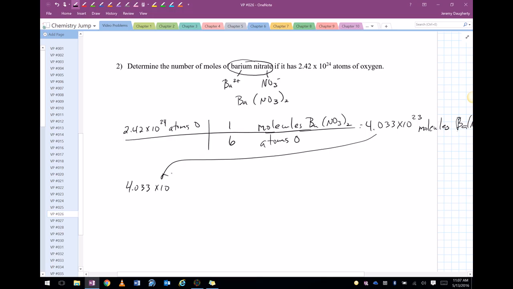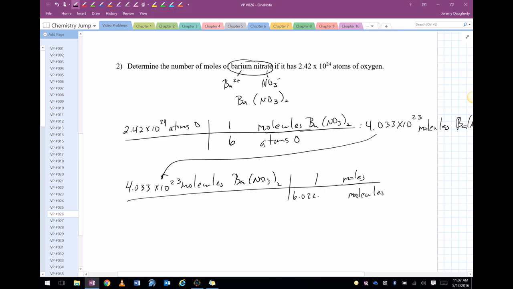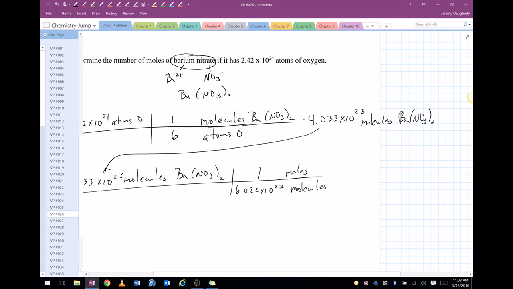4.033 times 10 to the 23rd molecules of BaNO3 2. Alright. So what do we have? I'm going to try to go to moles, and I'm going to get rid of molecules. Right? So for every 1 mole, there are 6.022 times 10 to the 23rd molecules. So I'm going to take my answer that's still stored in my calculator, and I'm going to divide by 6.022 times 10 to the 23rd. And I get a value of 0.670. And that's moles of barium nitrate.